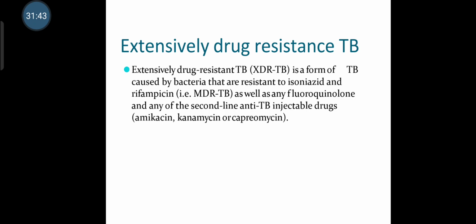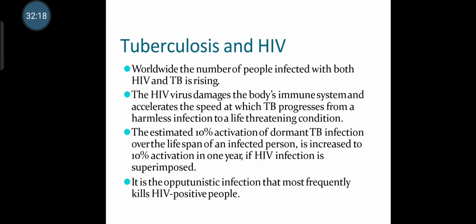Next is extensively drug resistant tuberculosis. It is a more severe form of drug resistance, called XDR-TB. It is a form of tuberculosis caused by bacteria which are resistant to isoniazid and rifampicin, as well as any fluoroquinolone and any second line tuberculosis injectable drugs, including amikacin, kanamycin and capreomycin. So sometimes the bacteria may become resistant towards the different drugs, which is called extensively drug resistant tuberculosis.